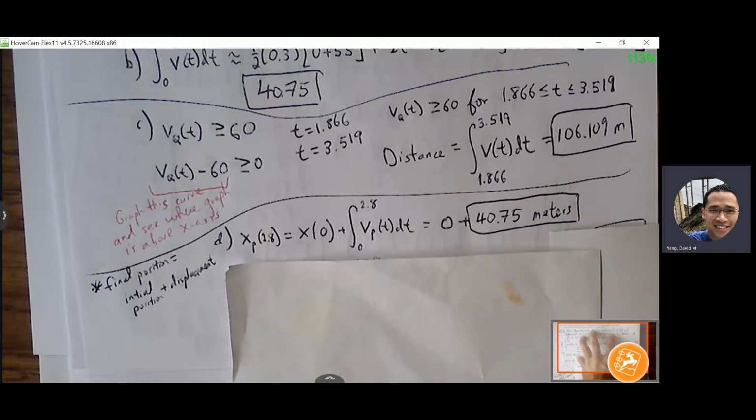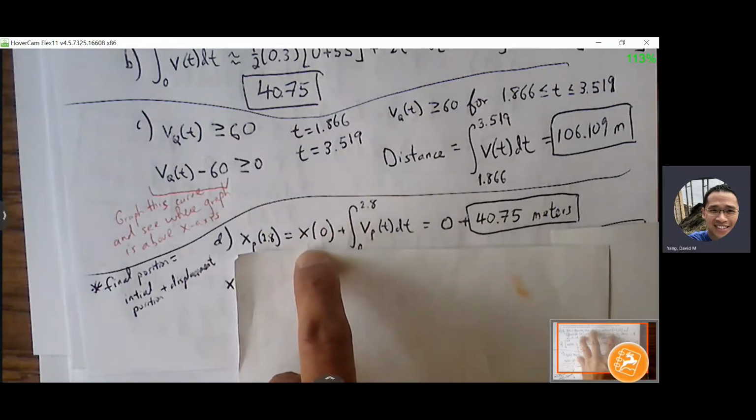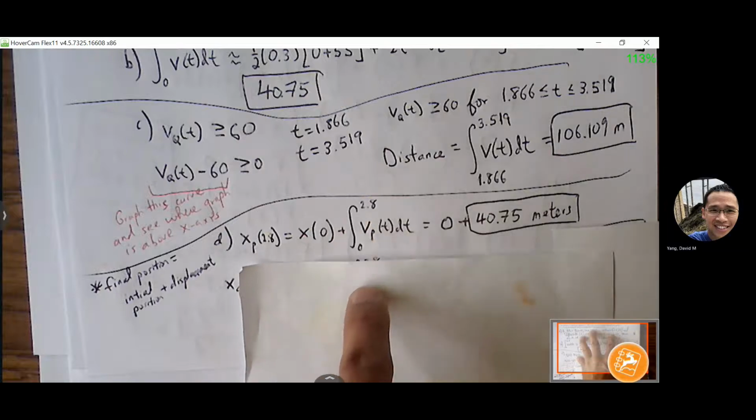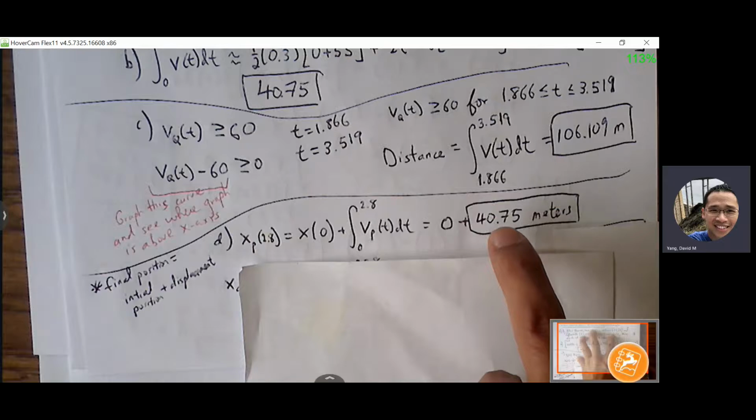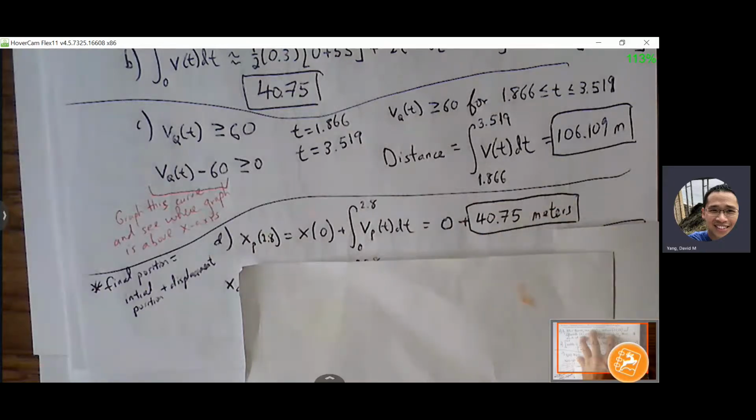Well, if you look at the top of the page, particle P is at the origin at t equals 0. So we know x of 0 is 0. And then the integral from 0 to 2.8, we gather that from part B. Using trapezoidal approximation, we figured out how far it traveled in that 2.8 second period. And then we can add that to 0. So that means we know particle P, 2.8 seconds in, is located at 40.75 on the x-axis.